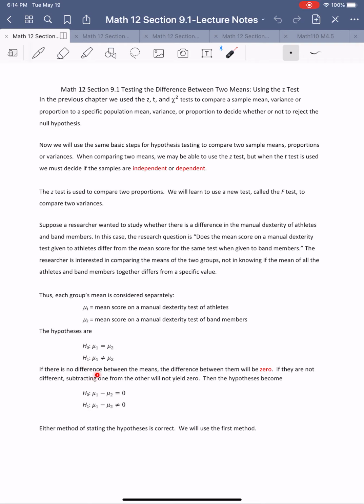If there is no difference between the means, the difference between them will be 0. If they are different, subtracting one from the other will not equal 0. So then the hypotheses become H0: mu1 minus mu2 equals 0, and H1: mu1 minus mu2 is not equal to 0. Either method of stating the hypotheses is correct, so we will use the first method.